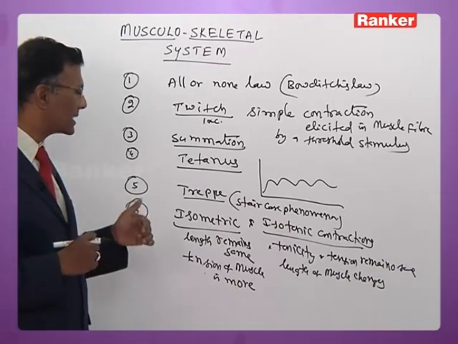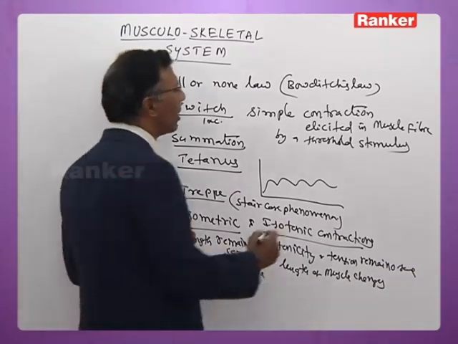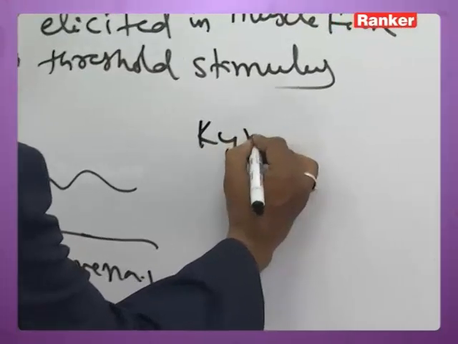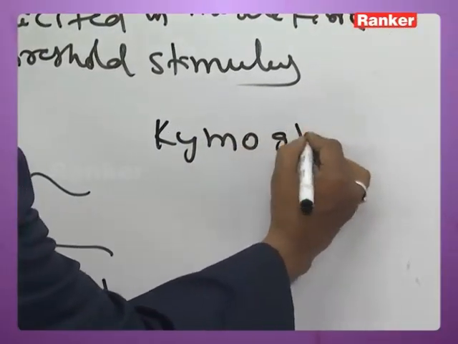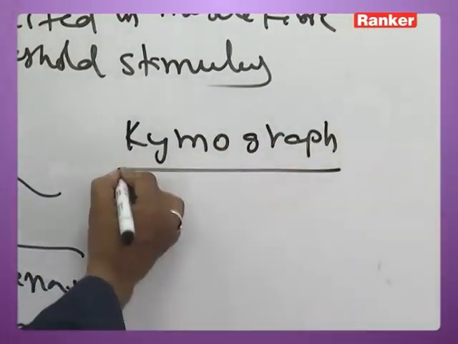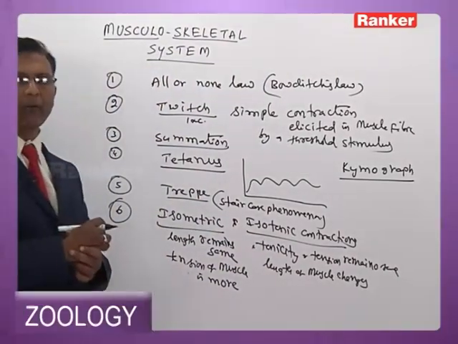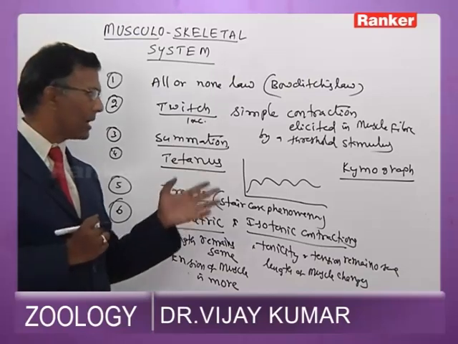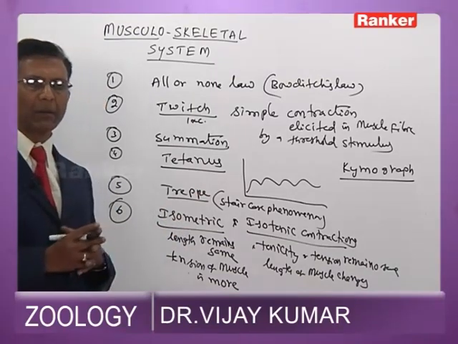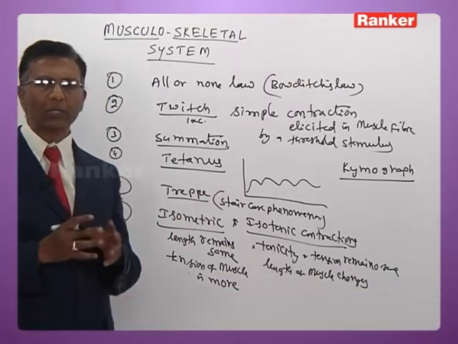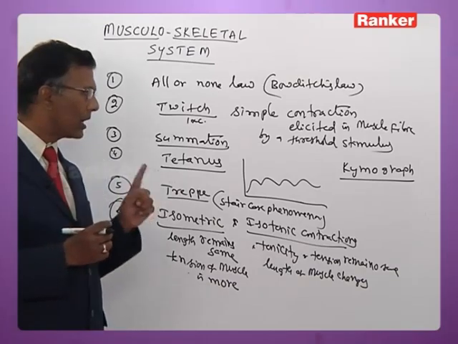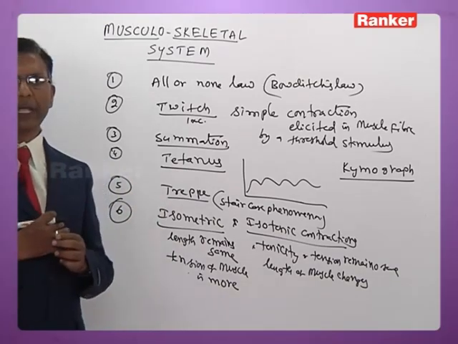Now all these characteristics are studied by means of an instrument called the kymograph. All these characteristics in the muscle can be studied by using equipment called a kymograph. And this can be asked in NEET or any other exam. Remember, students, the kymograph is an instrument which is used to record various physical events of the muscle.